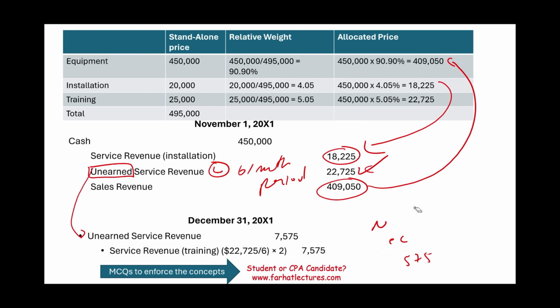What should you do now? You want to go to Farhat Lectures and reinforce this concept by working MCQs to help you get ready, whether you are studying for your intermediate accounting, CPA exam, or CMA exam. In the next lesson, we would look at step 5, which is allocating the price in revenue recognition.